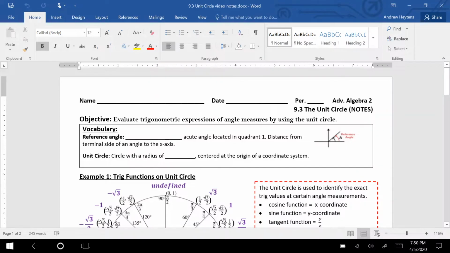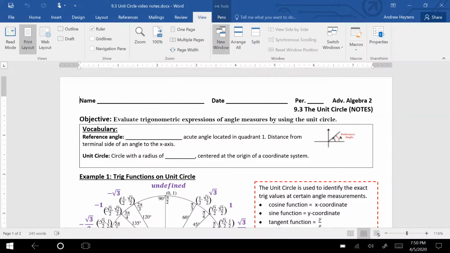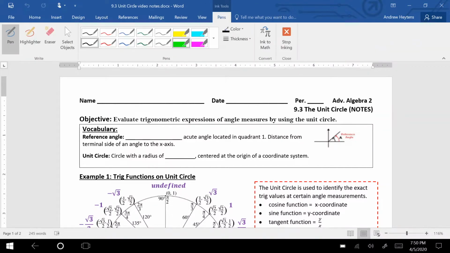Right, we are moving on here to section 9.3, which is the unit circle. Going to define two vocab words to start with, and then talk about what the unit circle is and how we're going to use it here in Algebra 2. First thing we're going to hit on is reference angle. Reference angle is an important vocab word.